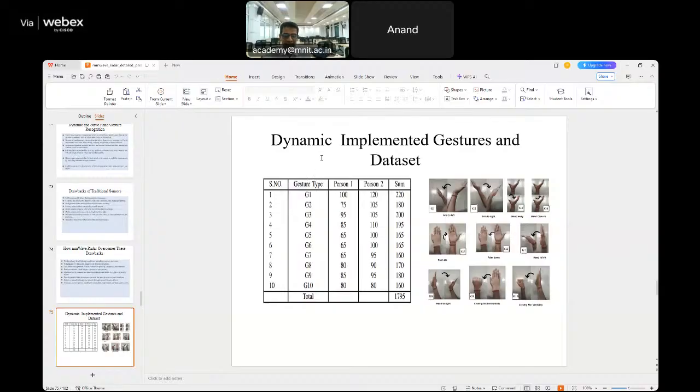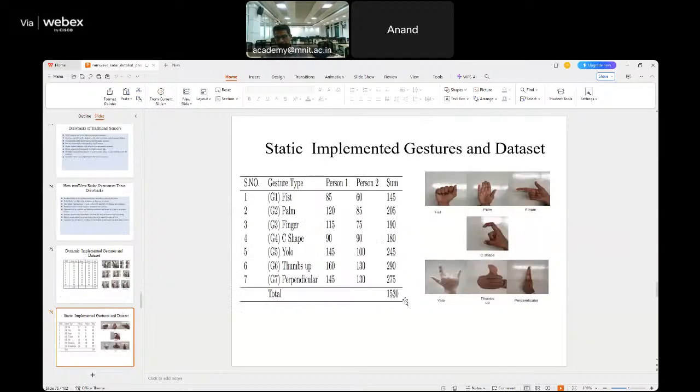Take your time. Till then, we checked with the dynamic gesture. What is happening in dynamic gesture? Person 1 and person 2, both their gestures are seen. Why have we taken two people? So that there is no individual biasing, and to increase the number of cases. For gesture 2 it is G2, 75, 105. Then G3 is 95, 105, and G4 is so and so. In this way, we have taken a total of 1790 gestures.